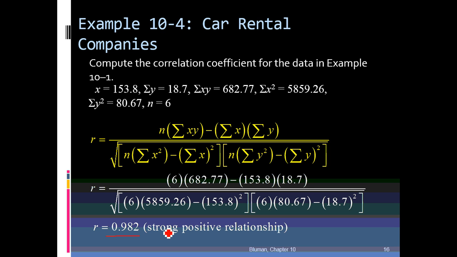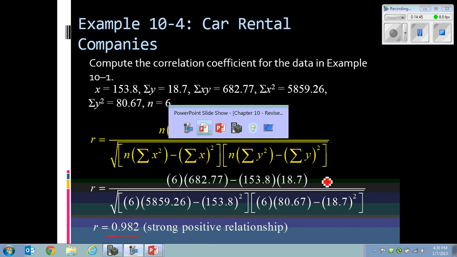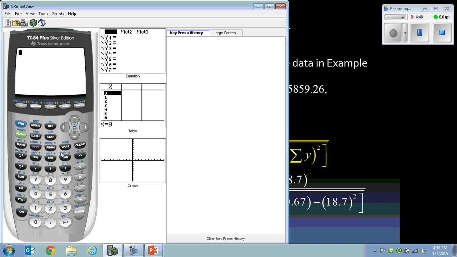What I want you to do is if you have your calculator at home, do this. If not, do this when you get to class. We're all going to do this together in class. So the first thing we have to do is make sure that something called the diagnostics is on. You hit second, you go to catalog, and you arrow down and find diagnostics, and you want to make sure that it's on. You hit that, and it says done.